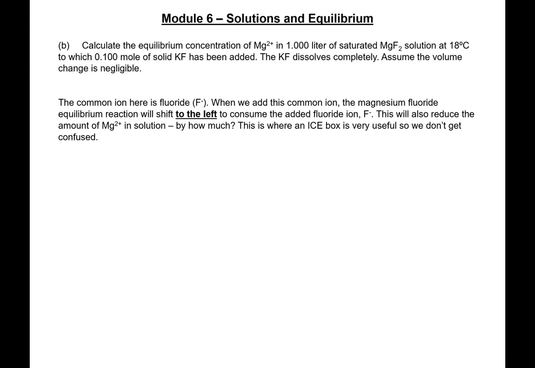We already had magnesium fluoride, and we have potassium fluoride. Potassium fluoride is pretty soluble. Magnesium fluoride is not. So the fluoride that is part of the potassium fluoride is going to contribute to the overall equilibrium problem. It's going to shift the equilibrium to the left to consume the added fluoride ion. And this is going to reduce the amount of Mg2+ in solution, but we don't know by how much. This is one of those problems where an ICE box is pretty useful, okay?